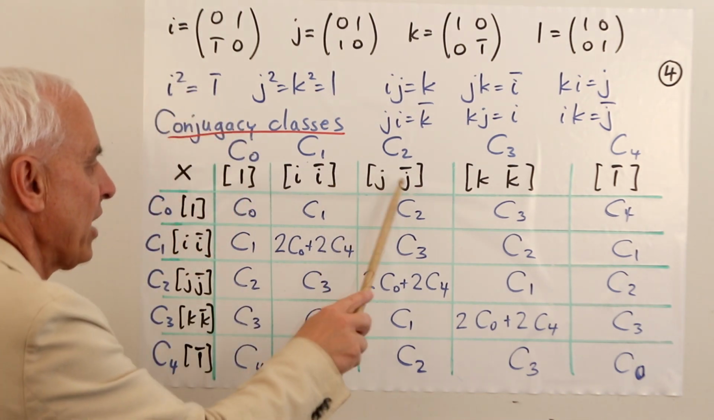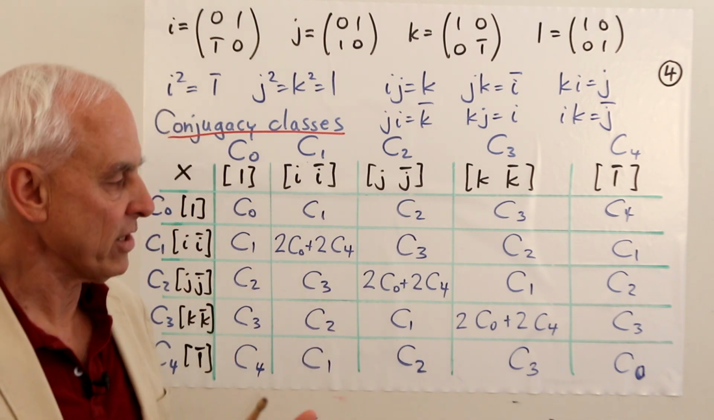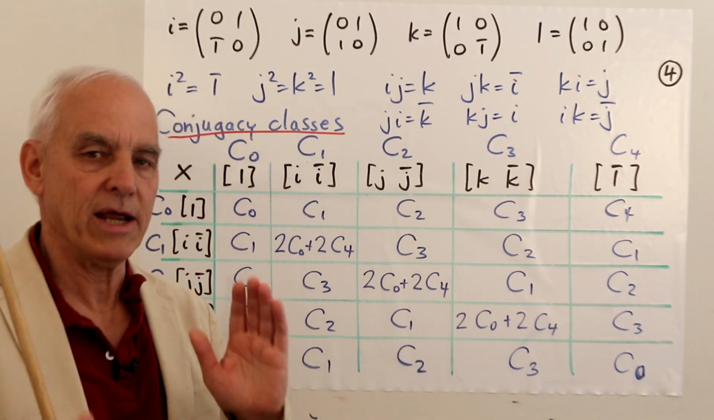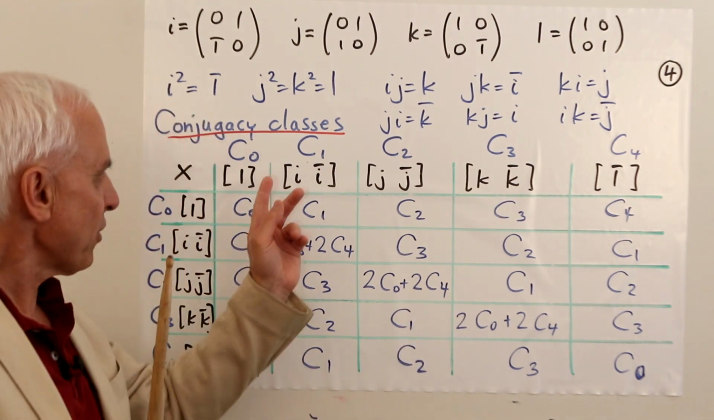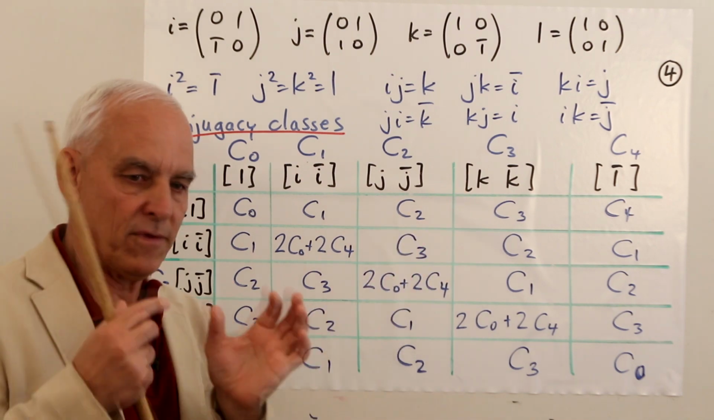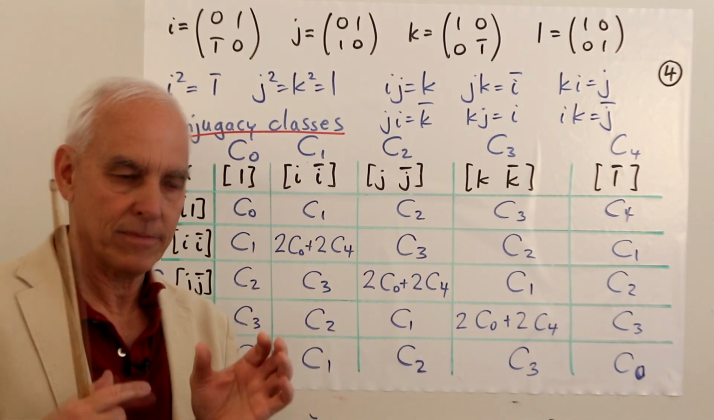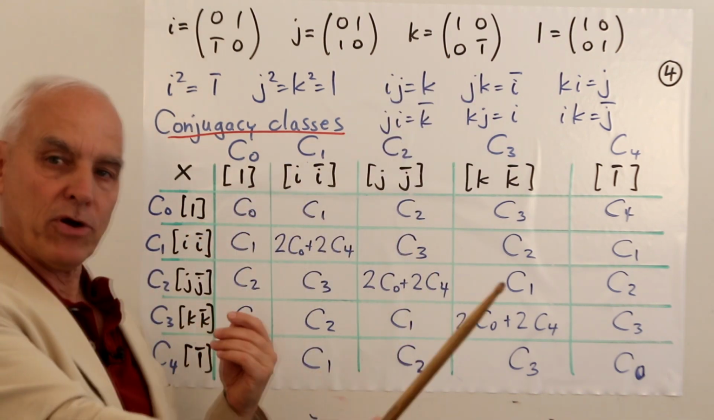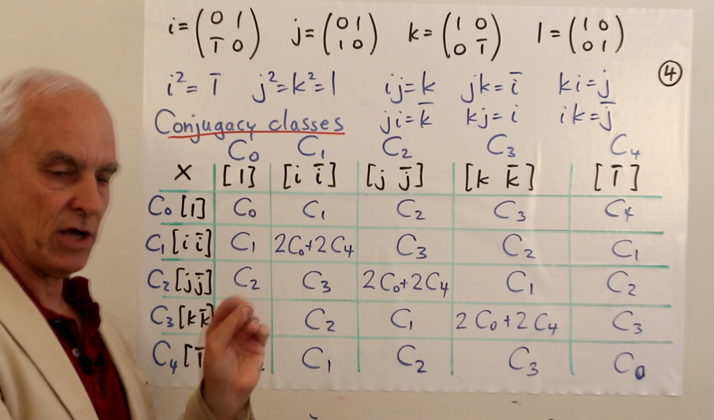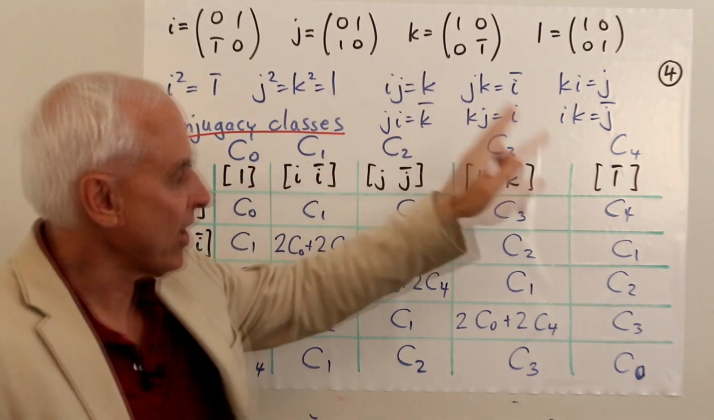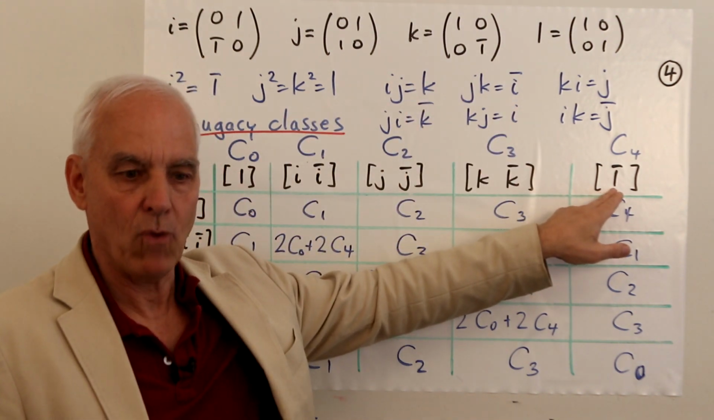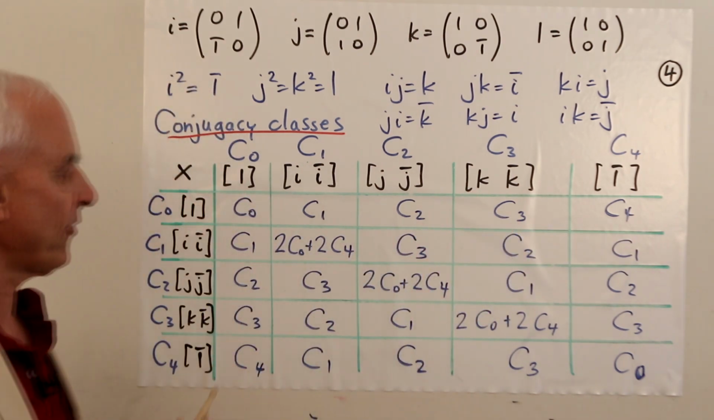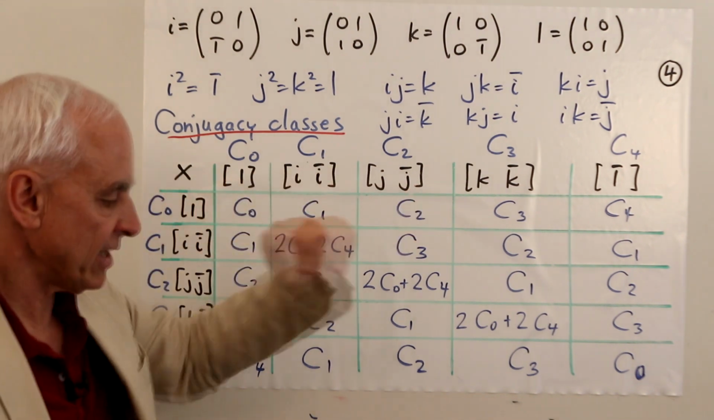And j together with j bar, or minus j, is a conjugacy class. And k together with minus k, or k bar, is another conjugacy class. So we have these 3 conjugacy classes consisting of 2 elements, each one of these 3 and its negative. And then there are the simpler conjugacy classes. There's always just the conjugacy class of the identity. And in this case, minus the identity, or minus 1, is also a class by itself because it commutes with everything, just like the identity does. So there are 5 conjugacy classes.